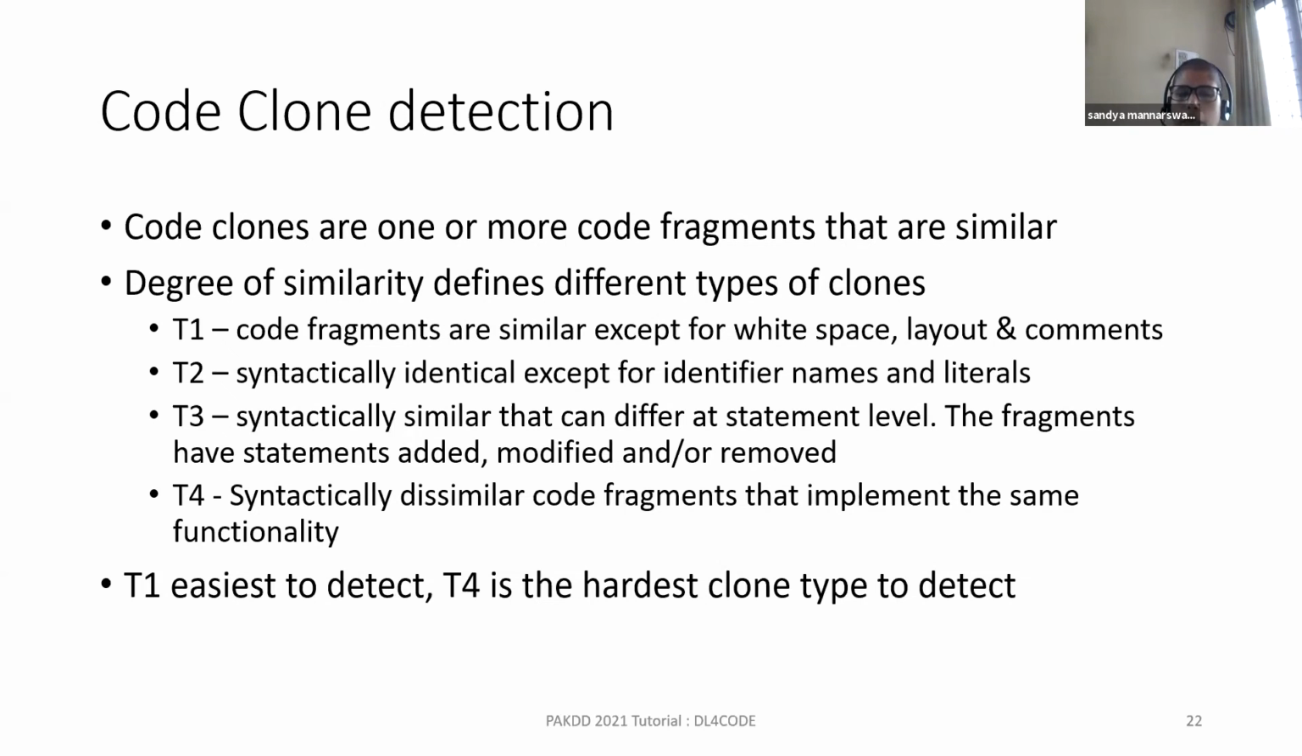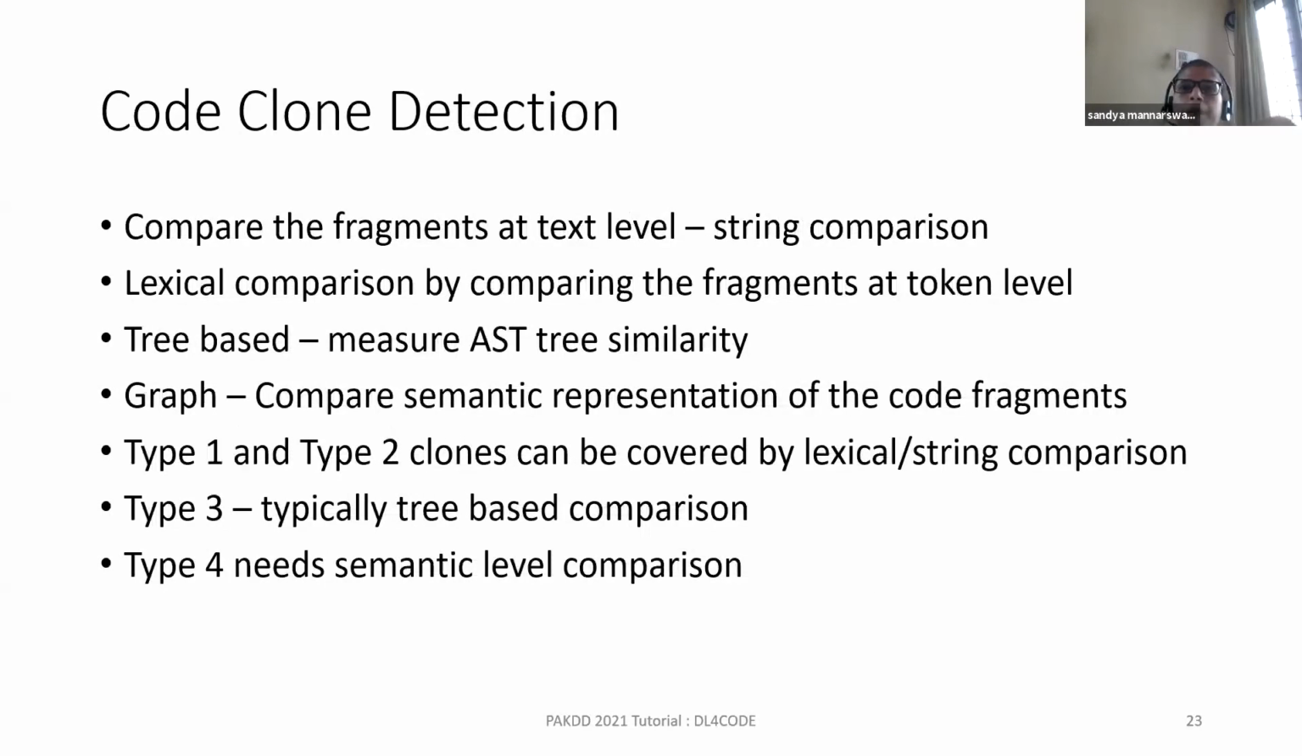If you think about it, detecting T1 and T2 is extremely easy. You can use standard text-based techniques. T3 is slightly harder. You need the syntactic representation as well. T4 is going to be the hardest, because you need to understand the semantics and then represent it. So this is exactly where DL4Code techniques perform well. The harder the problem, the better it is to use a DL4Code technique, because it's going to be able to capture the features automatically.